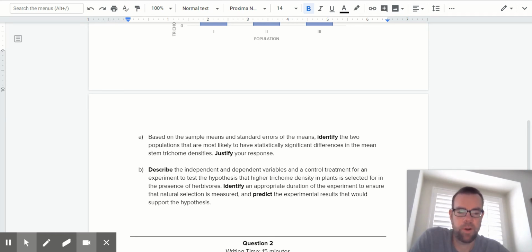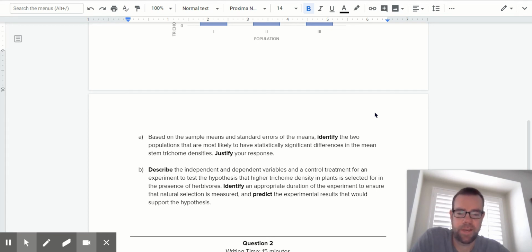Okay, question part B, describe the independent and dependent variables in a control treatment for an experiment to test the hypothesis that higher trichome density in plants is selected for in the presence of herbivores. So you're going to have to come up with your own experiment involving herbivores, and you're going to have to tell us what the independent and dependent variables are going to be and describe the control treatment. So what would you do to have a control in your experiment?